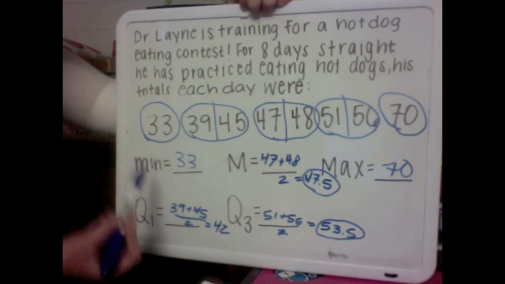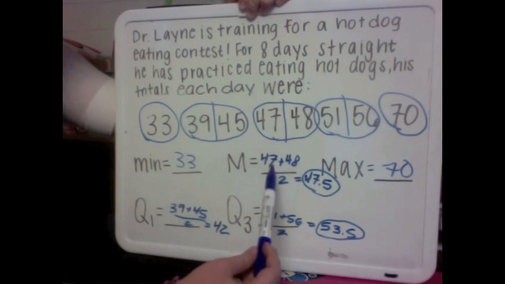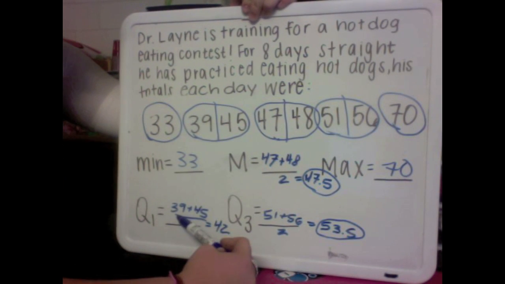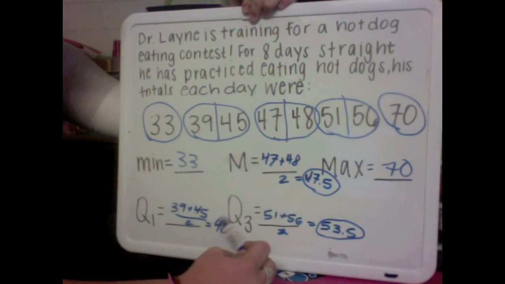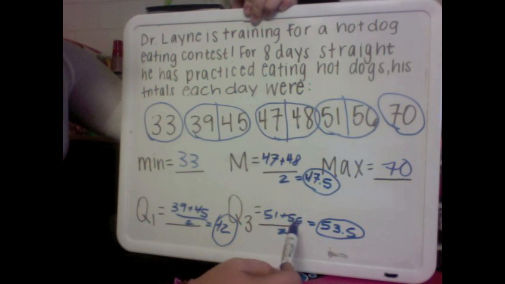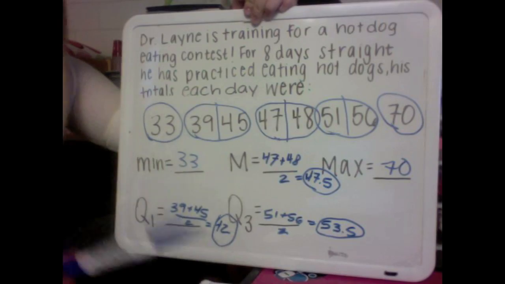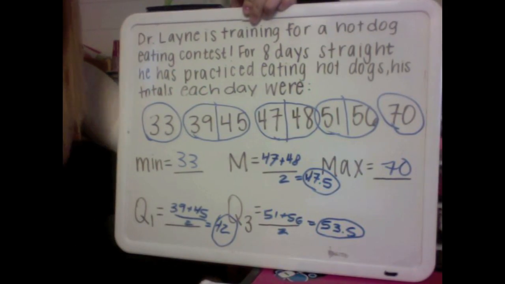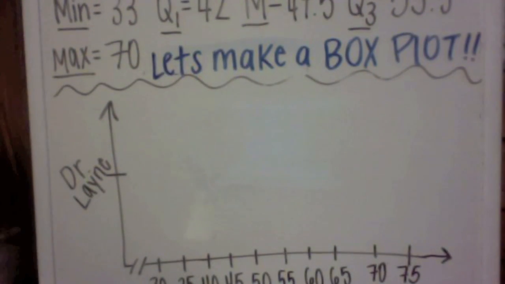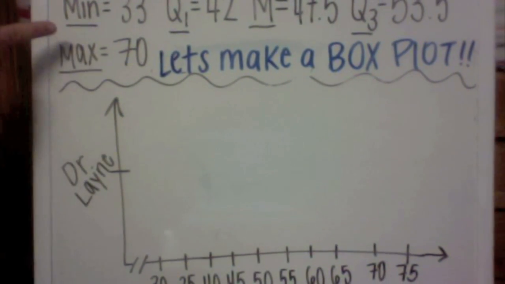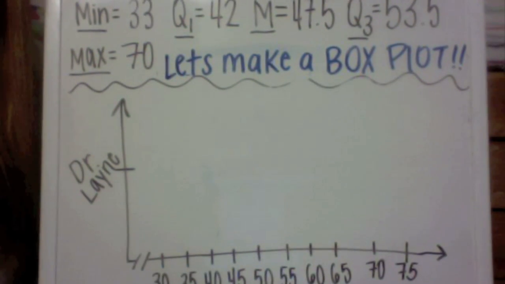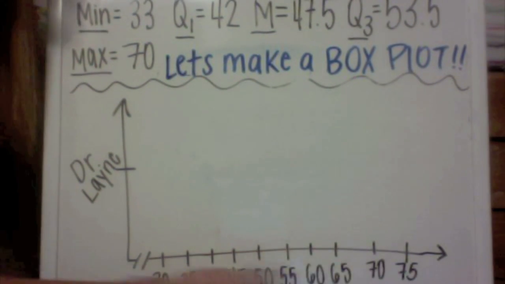This leaves you with your minimum is 33, your median is 47.5, your Q1 is 42, and maximum 70, and Q3 is 53.5. Next, we're going to make our box plot. Now we're going to make the box plot. Just to review, our 5-number summary is above, and we put our numbers, our scale at the bottom.